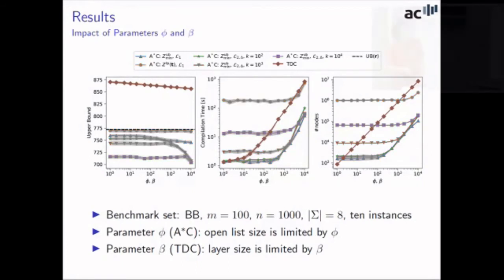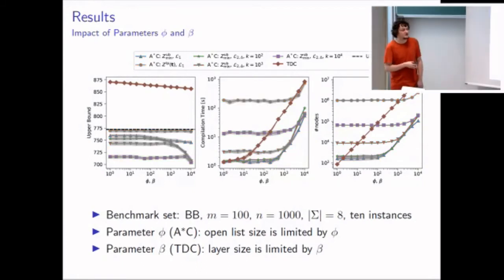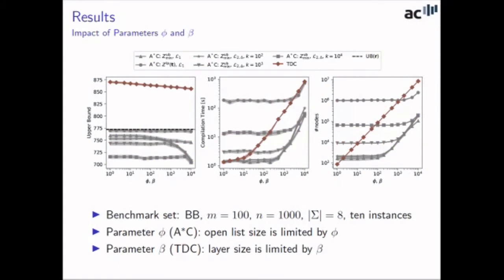And if we now consider this brown line, so these are the relaxed decision diagrams which we obtain from the top-down construction method, then we see that we produce worse upper bounds than with the relaxed decision diagrams which are computed with our A-star-based algorithm. However, we also see the advantage of the top-down construction algorithm, because the size of the relaxed decision diagrams is linear with the maximum width, and also the compilation times grow almost linearly.